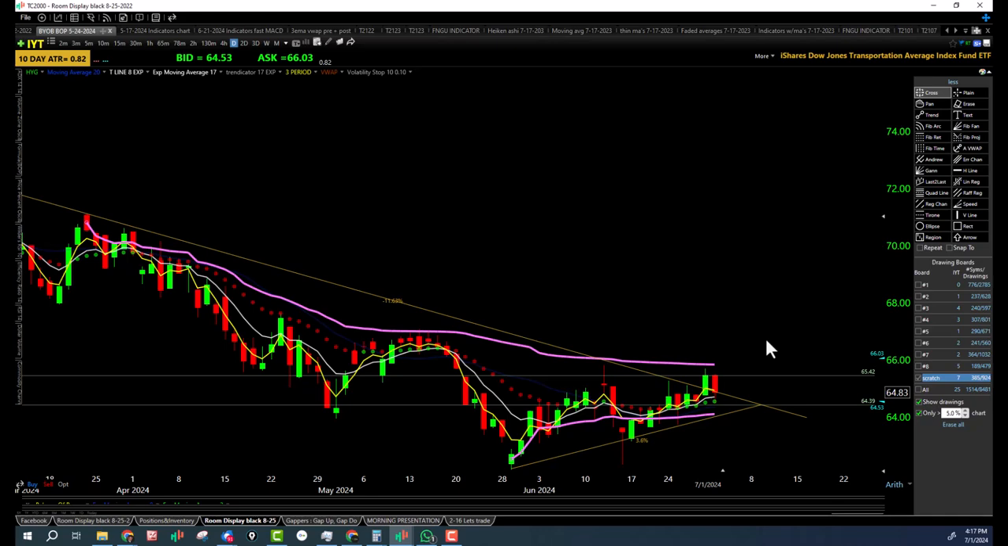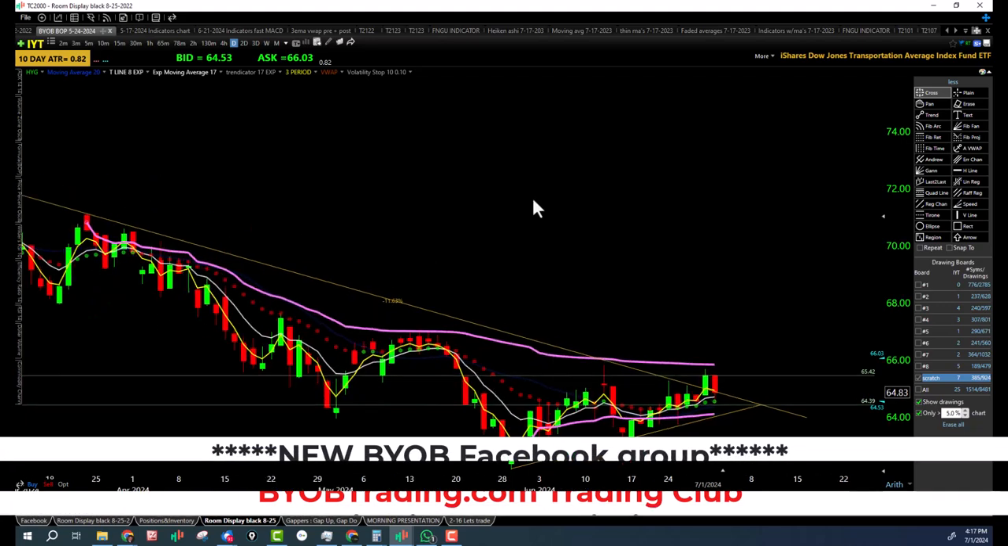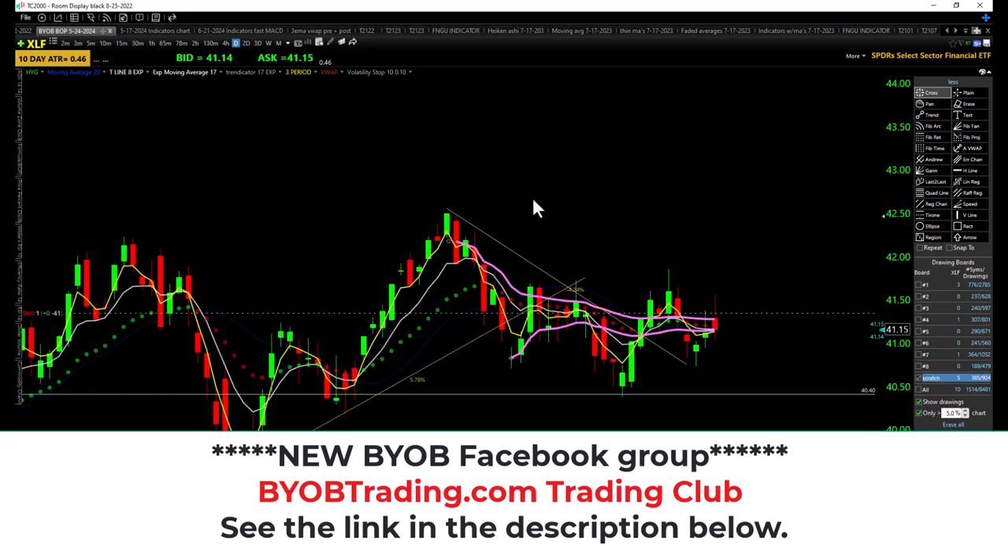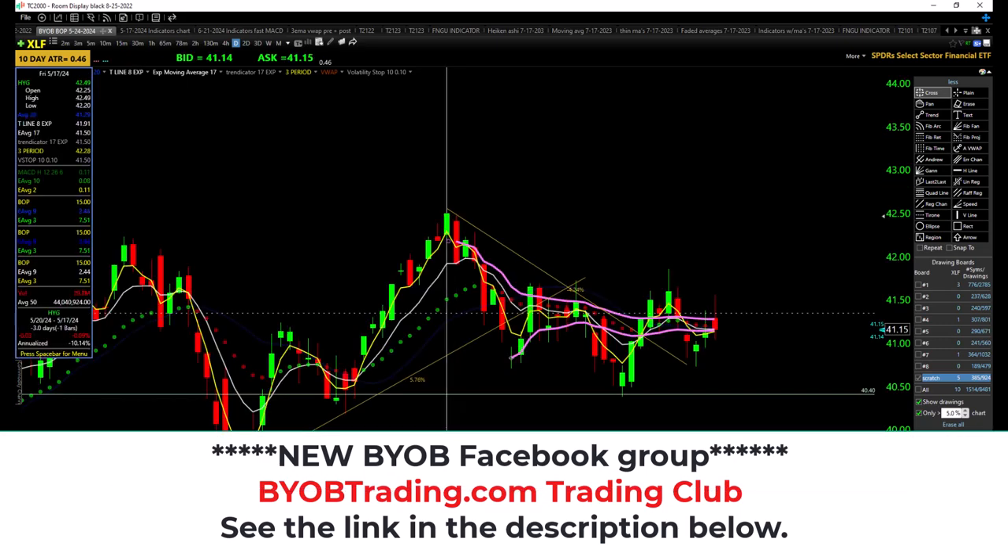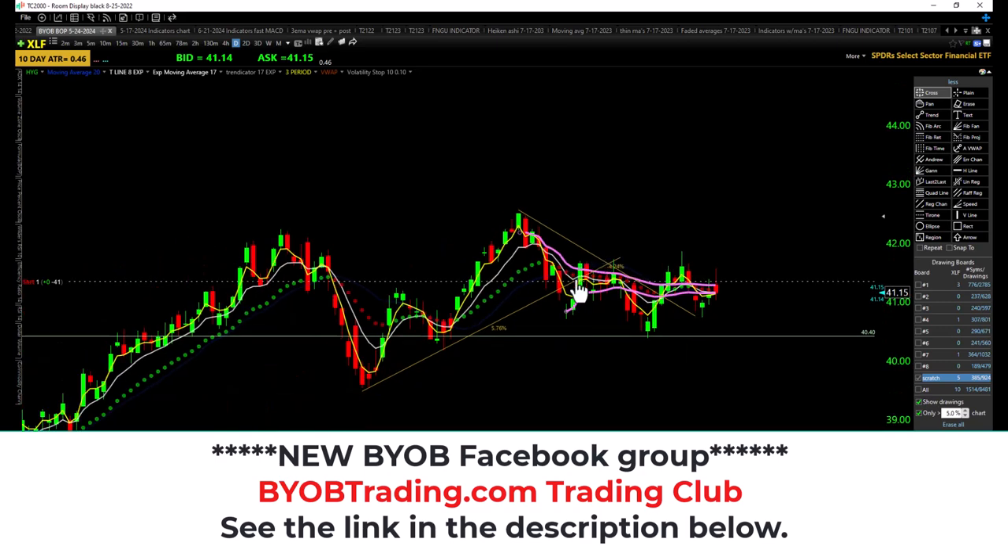Transports have been in a downtrend since March. Okay, XLF been in a downtrend since probably May 20th, May 17th. It's now in a flaky uptrend, but it's not really working out. Okay, so we could really use some inspiration.